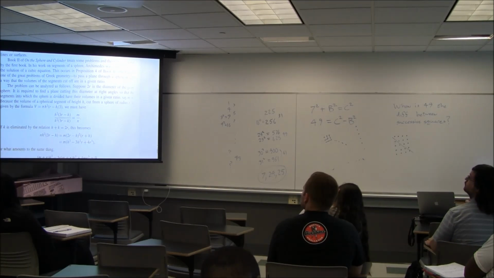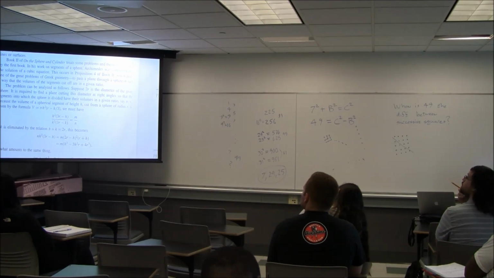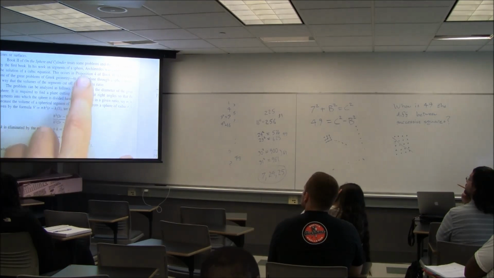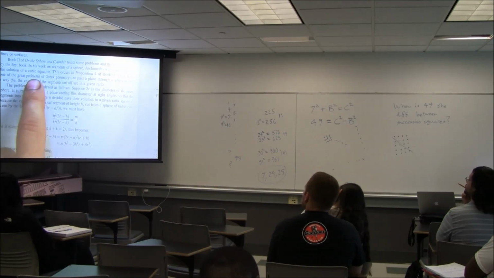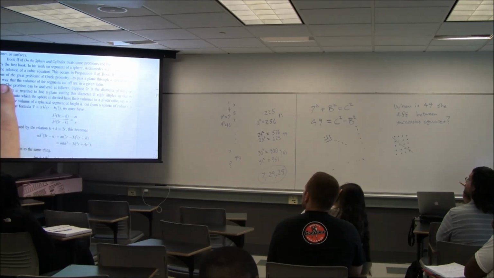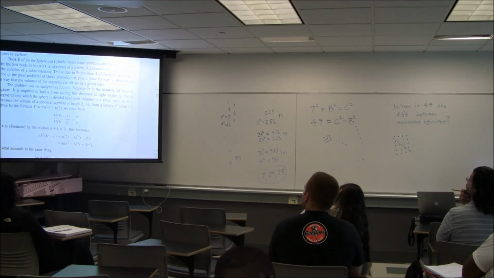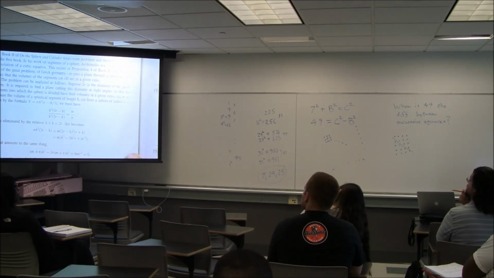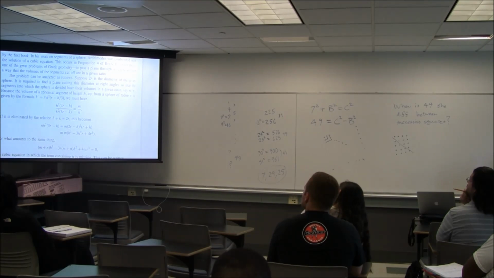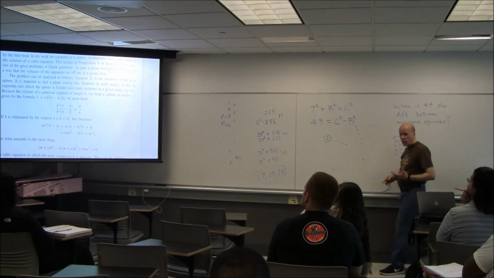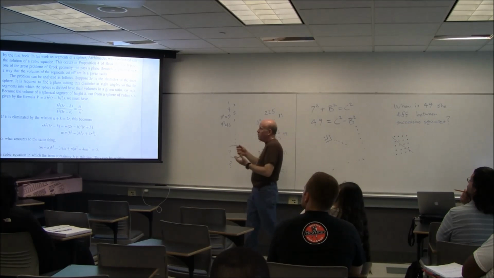Book 2 on the sphere and cylinder treats this problem. Proposition 4 of book 2 poses one of the great problems: pass a plane through a sphere in such a way that the volumes of the segments cut off are in a given ratio. There's this modern analysis of it. This would not have been available to the Greeks because you wouldn't have variables yet.